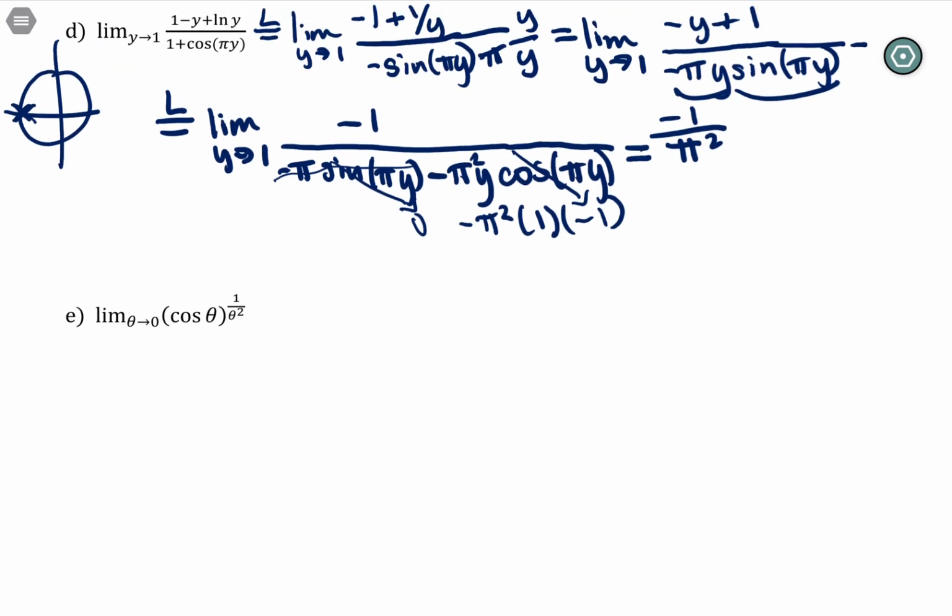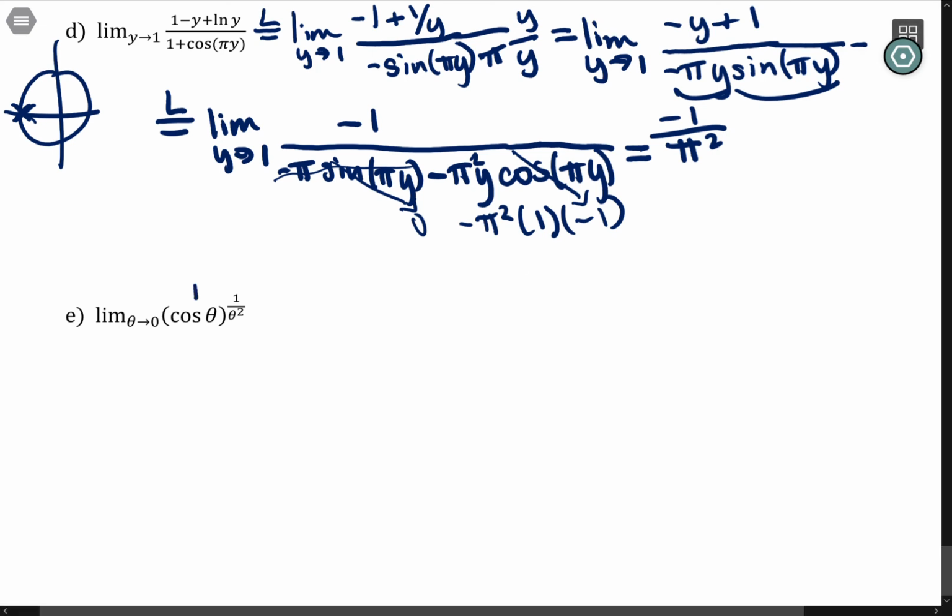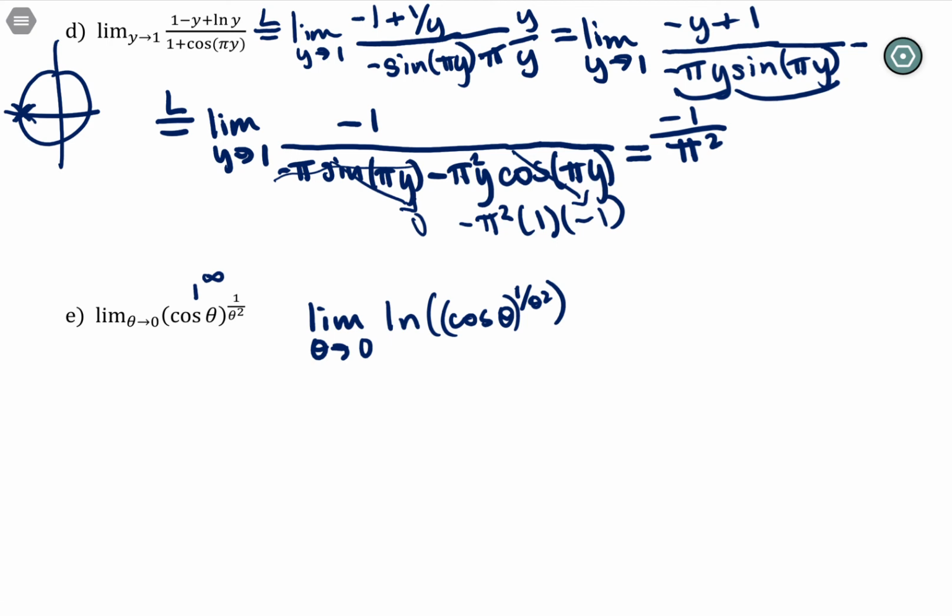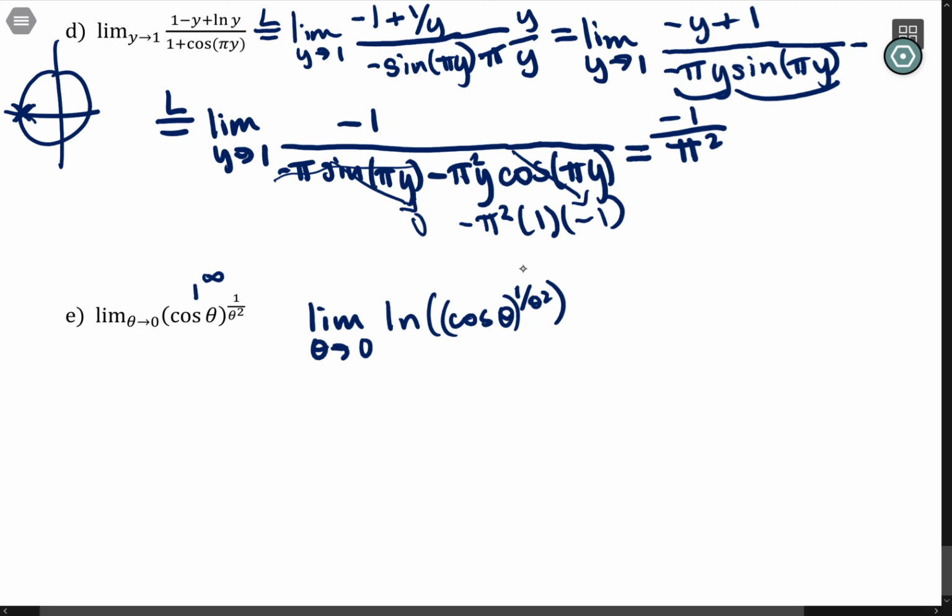Okay, last but not least, as theta goes to 0, we're getting 1, and then 1 over a tiny number, so we're getting a 1 to the infinity, so this is going to be another natural log. So the limit as theta approaches 0 of the natural log of the cosine of theta to the 1 over theta squared. Lots of parentheses. Okay, so I'm not immediately answering the original question. I'm posing myself a new, easier question, and I'm going to use it to help me figure out the answer.